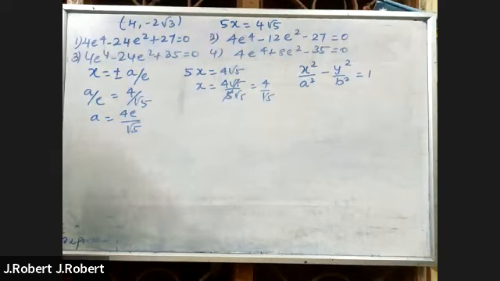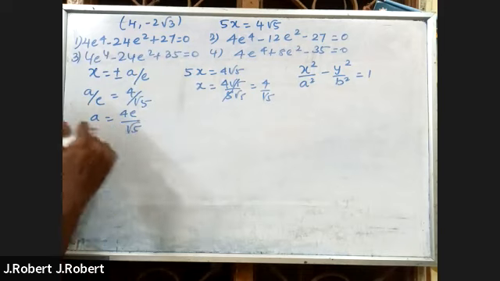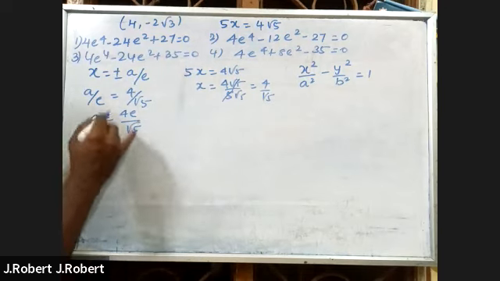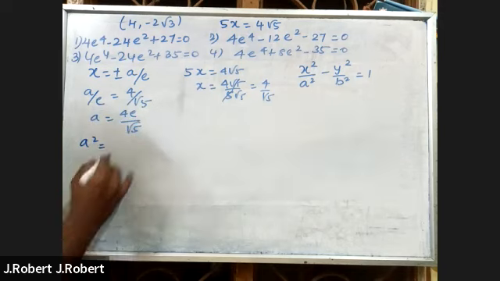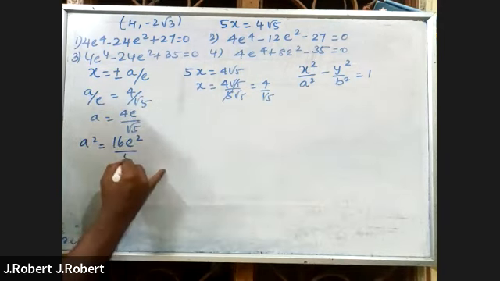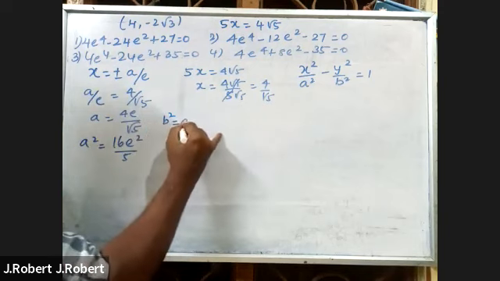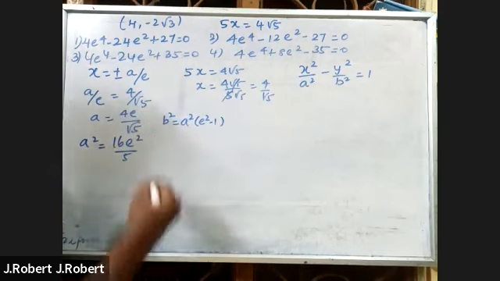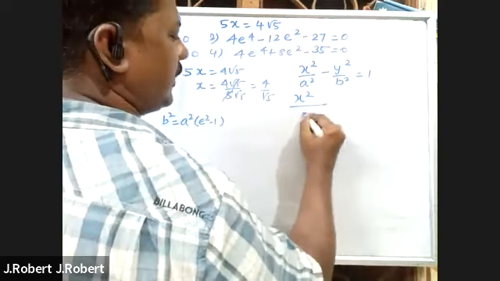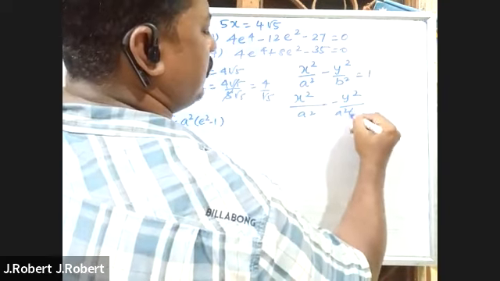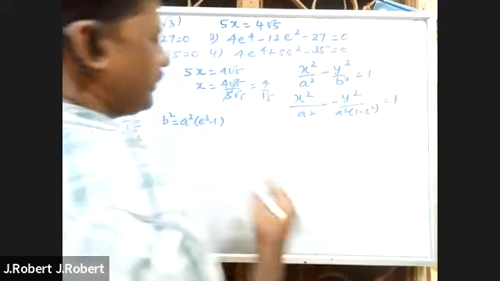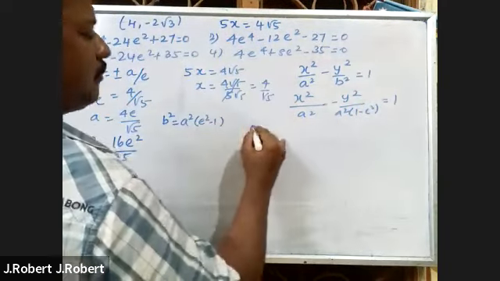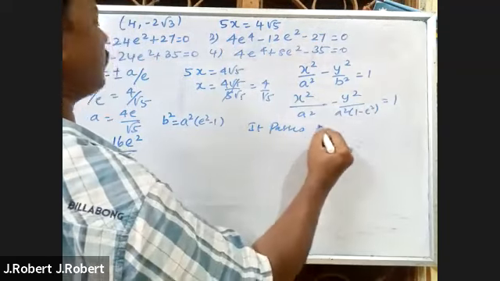The hyperbola x square by a square minus y square by b square passes through the point 4 comma minus 2 root 3. Therefore, I can write a square equals 16 e square divided by 5, and b square equals a square into e square minus 1. Let me put that in: the equation becomes x square by a square minus y square by a square into e square minus 1 equals 1.